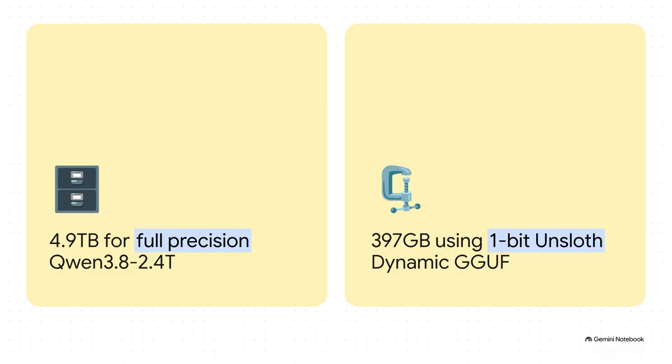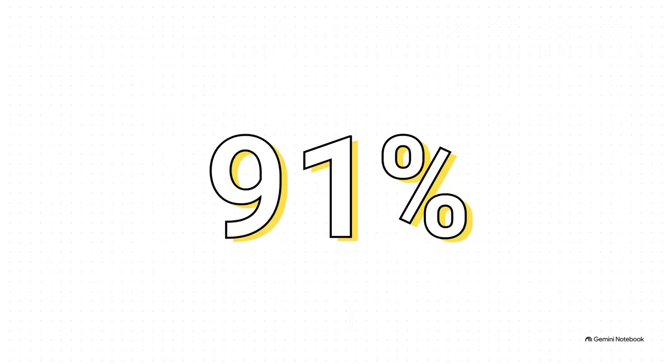But then on the right, using Unsloth's new 1-bit dynamic GGUF format, that exact same model shrinks all the way down to just 397 gigabytes. Think of this extreme quantization like vacuum sealing a giant suitcase. You are fundamentally altering how the data is packed so you can fit a frankly absurd amount of intelligence into a drastically smaller footprint. Yeah, that is a 91% reduction in physical size.